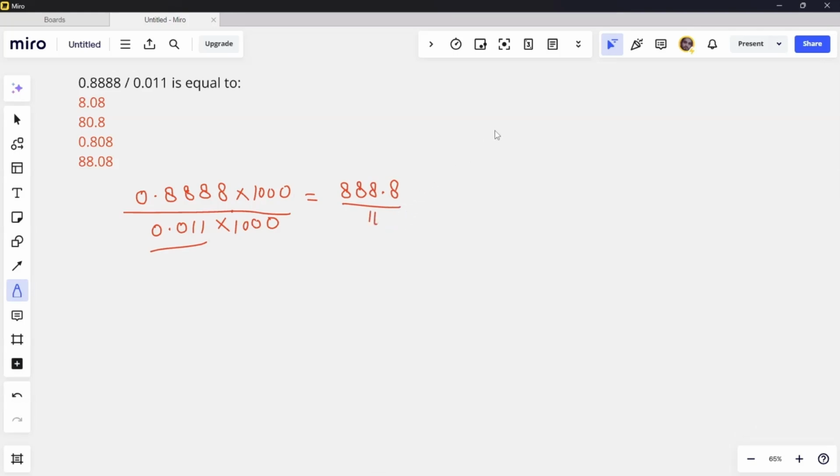Okay, so now we can simply divide it, 888.8, divided by 11. So 11 eights are 88, and here it is 8. So we will write 0 and point, and we can simply put this 8 in here, and 11 eights are 88. So as we can see, 80.8 is our answer. So we can say that the second option is the correct option.